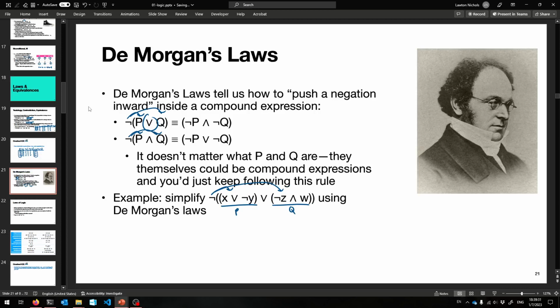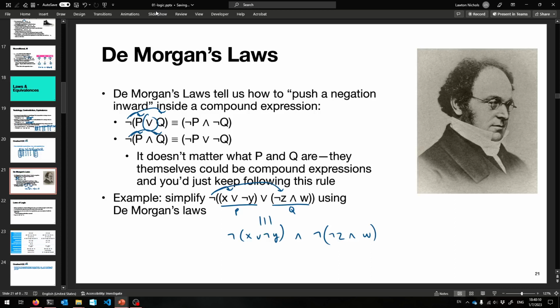And then I'm applying this De Morgan's law. So I'm going to bring in that negation to both of these, and it's going to become an AND. So this becomes the negation of P, so the negation of X ORed with not Y, right? Whatever that was, it just keeps on being there. And then I flip this OR to an AND, then I have the negation of Q, negating this whole thing, not Z, ANDed with W. All right? So that's that.